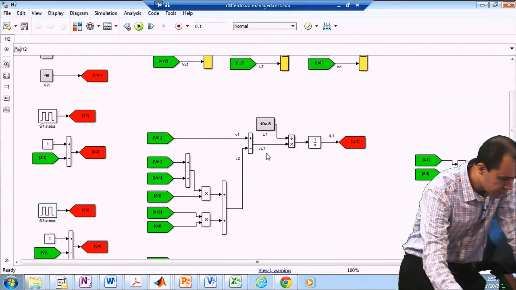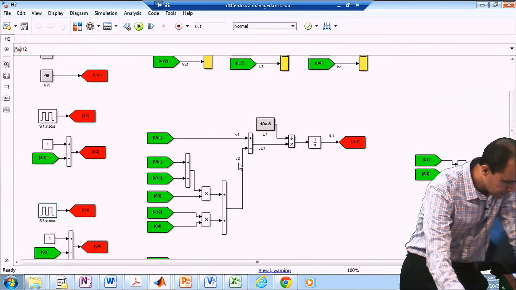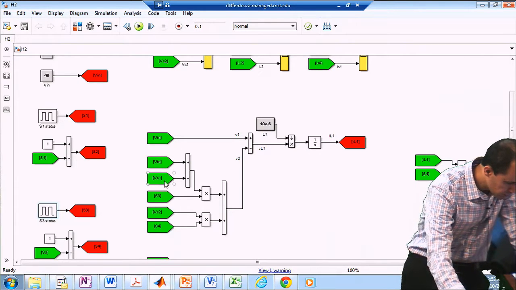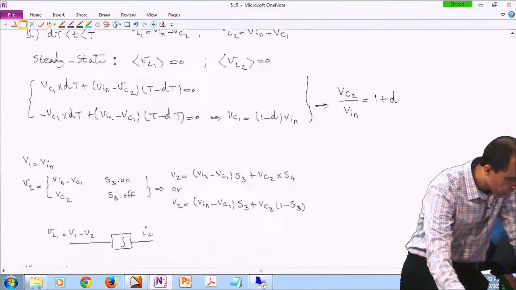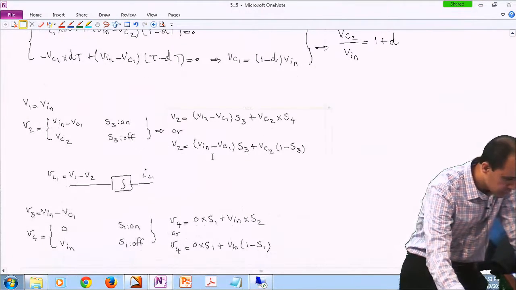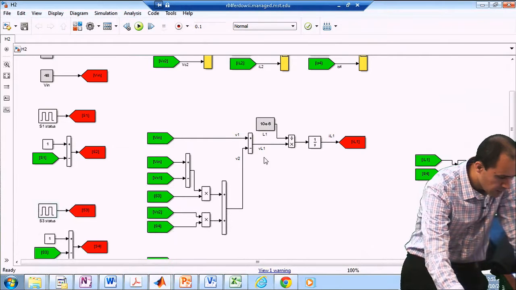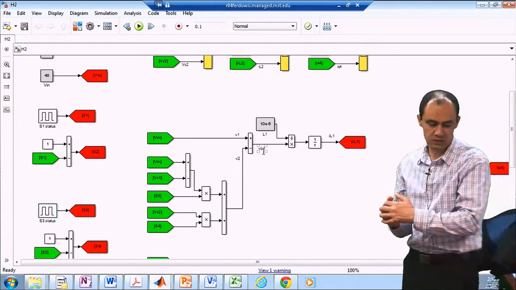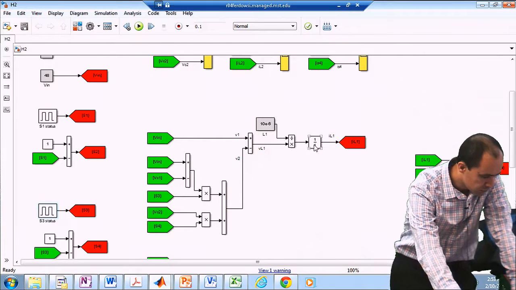Now let's, for instance, look at VL1. Remember, VL1 was V1 minus V2. And V1 was Vin, which we already have, and V2 was VL2, which is Vin minus VC1 times S3 plus VC2 times S4, or 1 minus S3. This is the equation over here. And then once you have VL1 divided by the value of the inductor, which in this case I have assumed is 10 microhenries, and then do the integration, you have IL1.